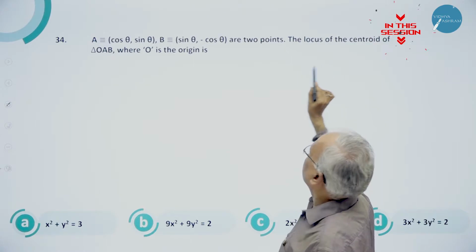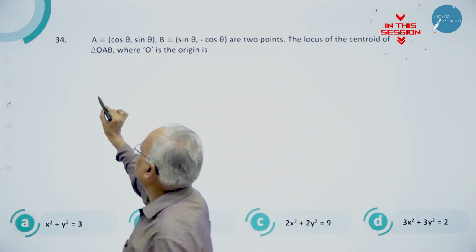Okay? The locus of the centroid of the triangle OAB. Other vertex is 0, 0.